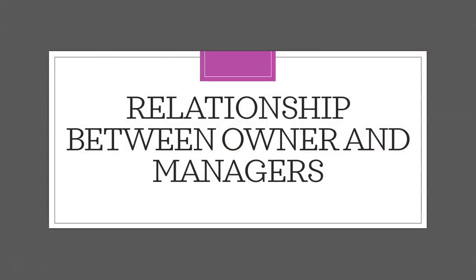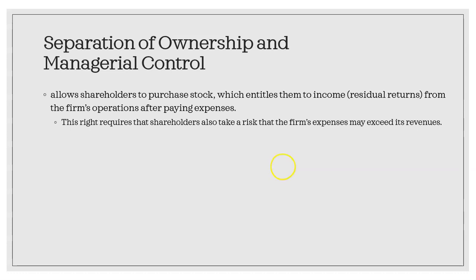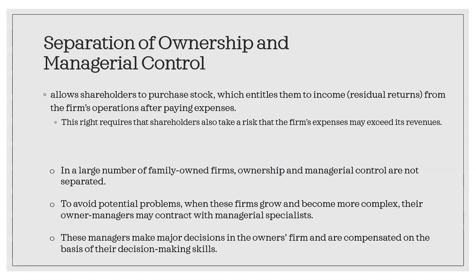So what is the relationship between owners and managers? First, we will look at the separation of ownership and managerial control. The separation of ownership allows shareholders to purchase stock, which entitles them to income from the firm's operations after paying its expenses. Those incomes are, for instance, dividends that are paid. So when you have stock and the dividends that are paid from it, that is the income that it speaks about here. We call it residual returns.